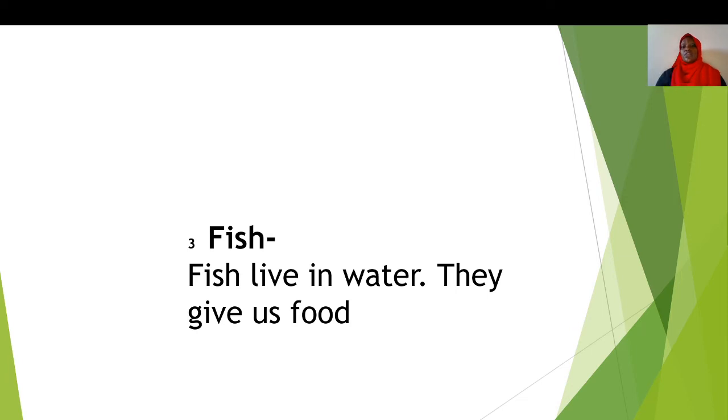So the fish, they give us food. So it is good to eat the fish because it will keep our bodies healthy. So fish is a very important resource in our location.